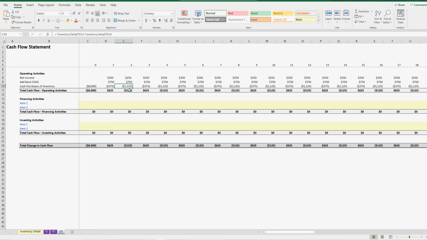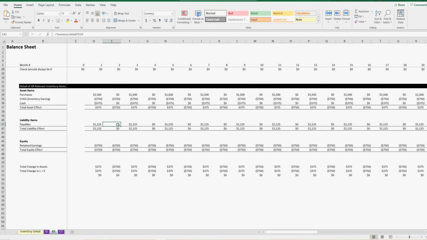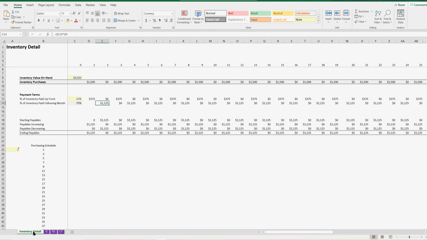So cash going out. And the reason why it's zeroed out here is because payables is going to zero and cash, nothing's happening with the actual net effect in relation to the asset value. It's just the cost of goods sold leaving. So inventory going down. And then in theory, so inventory D13. So that's what's just paid up front.